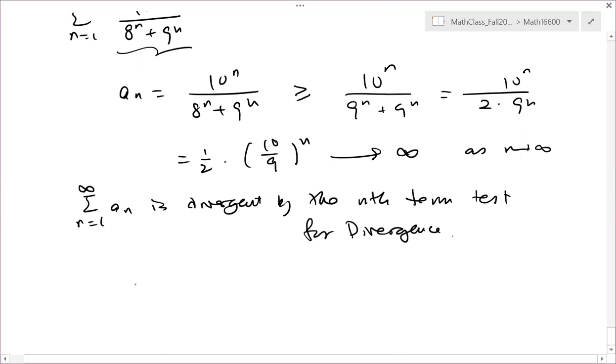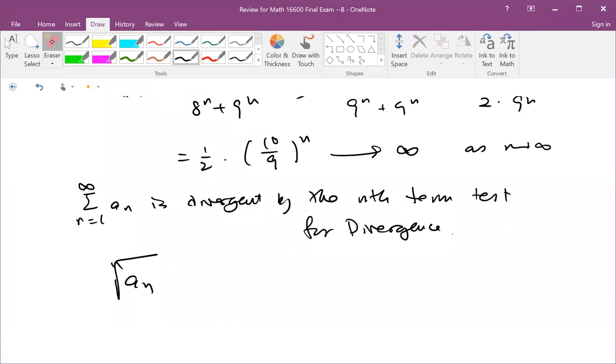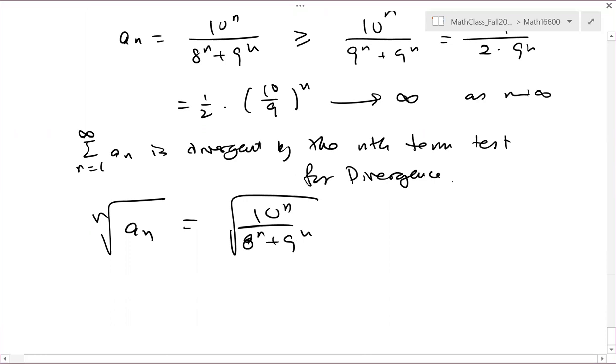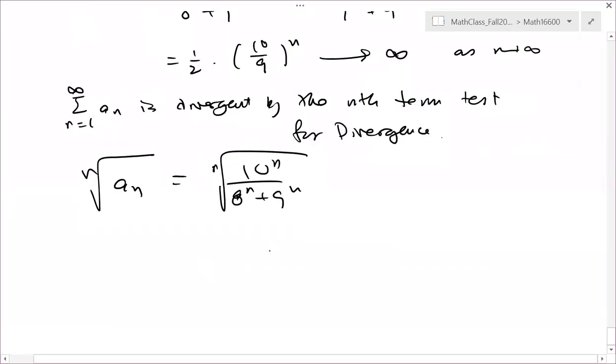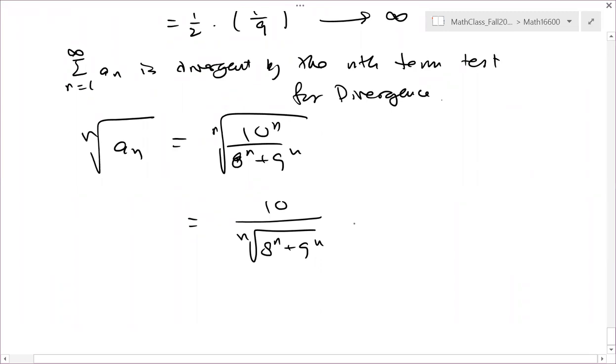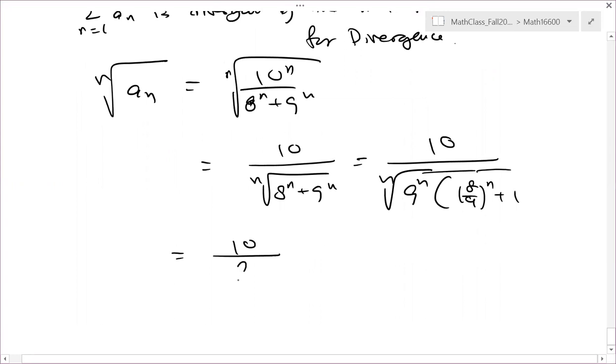Okay. Now, he says, can we try the root test? Maybe. Okay. So let's try the root test. Now, the question is, how do you get rid of the nth root, right? So the numerator is no problem, it's 10. The denominator, you cannot create your own rules to simplify it. Let's keep it. So what I'm going to do is take 9 to the power n out, so that'll be 8 over 9 to the power n plus 1. So I'm going to get 10 over 9.